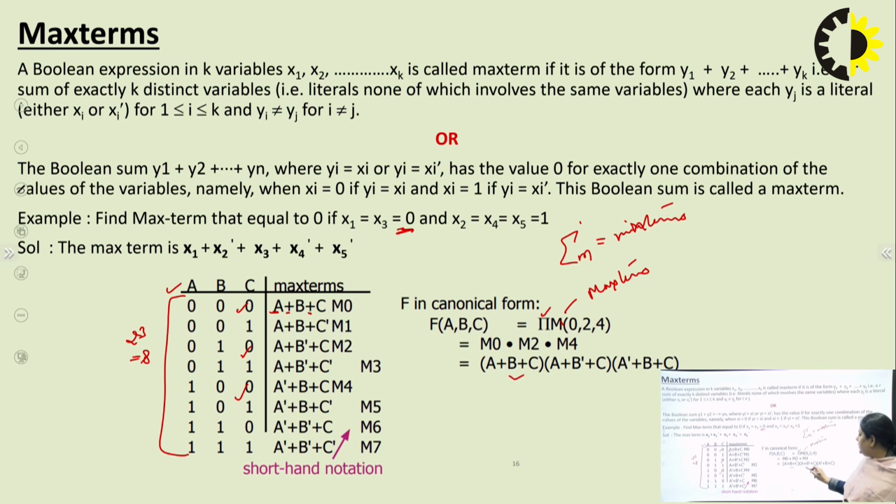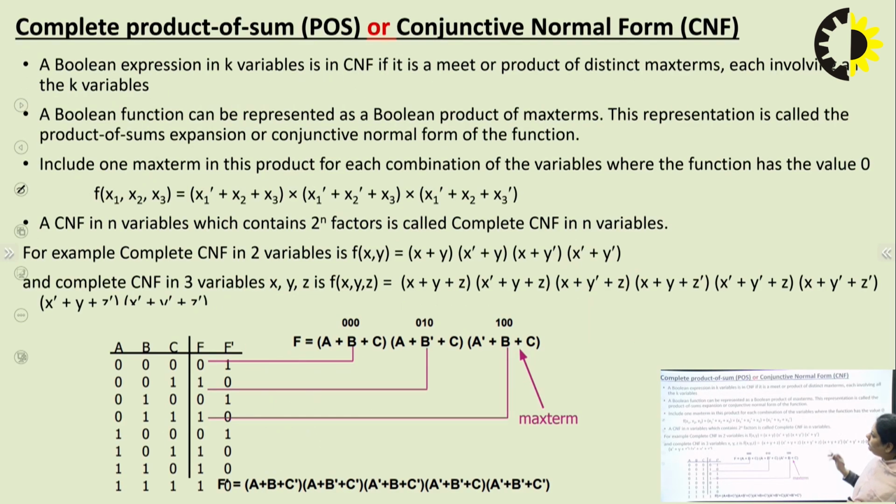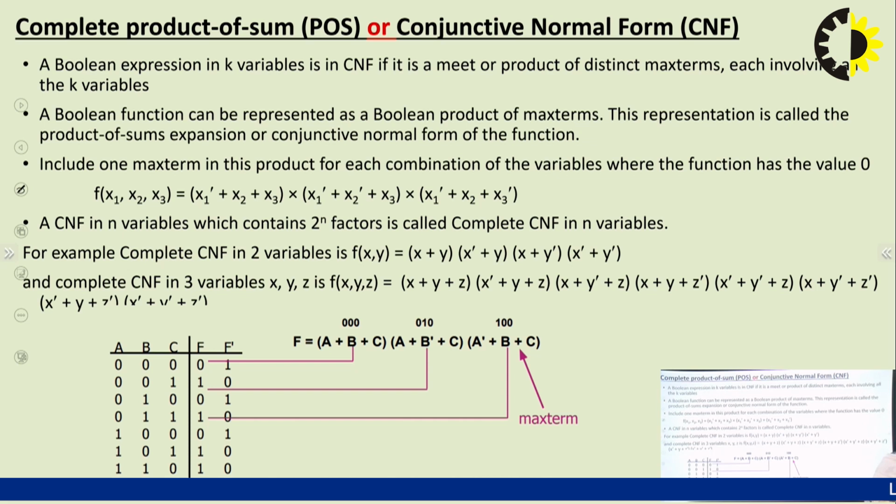So it is its canonical form. Product of sum. This is sum, this is sum, this is sum, and we are having product of these sums. So it is known as max terms, or we can say POS, product of sum. So complete product of sum or conjunctive normal form. With min terms, we have studied disjunctive normal form. Now with POS, product of sum, we will study conjunctive normal form.